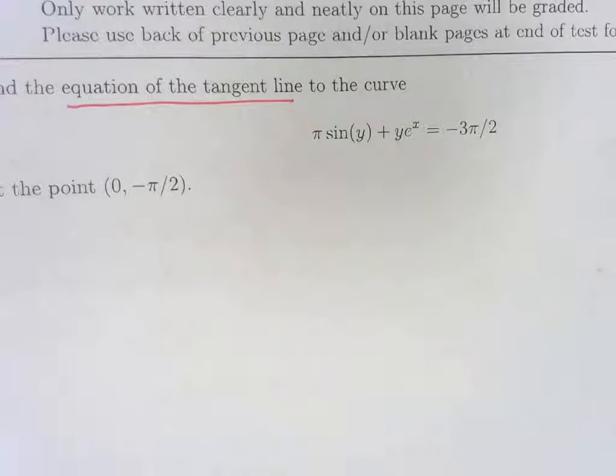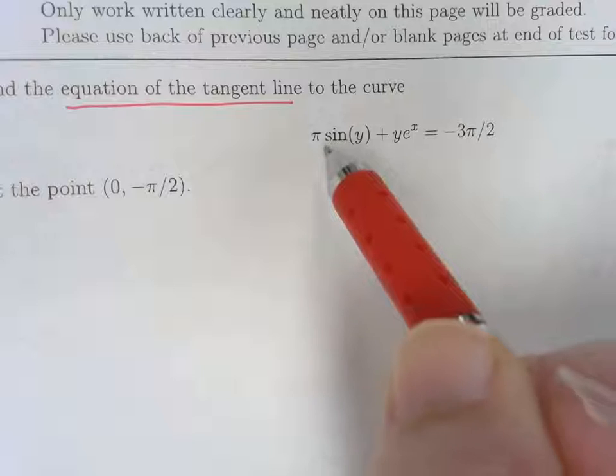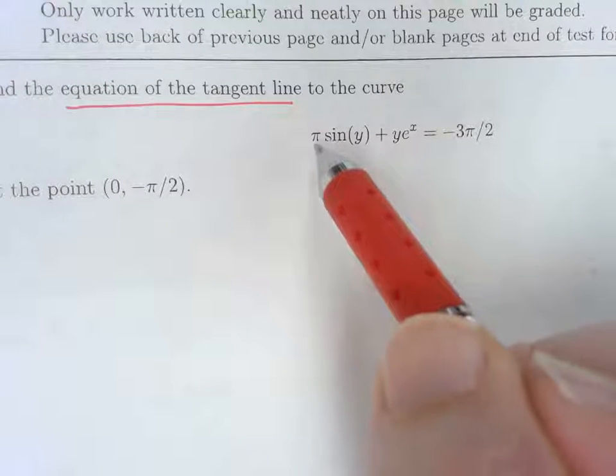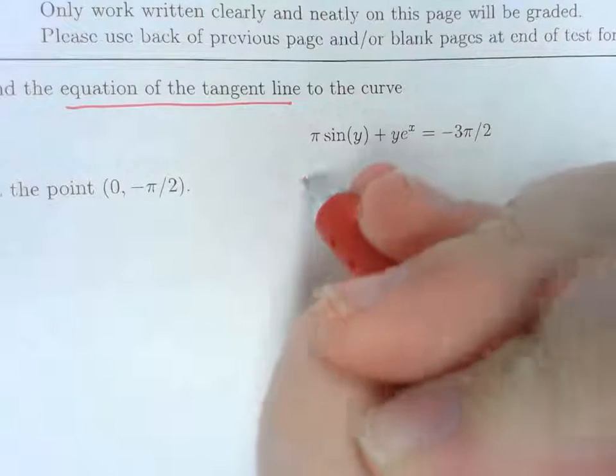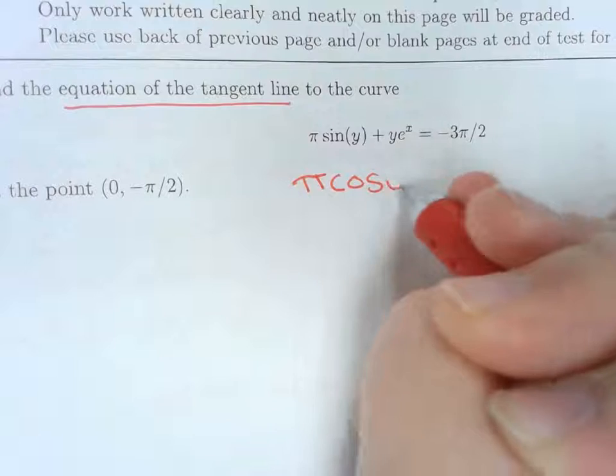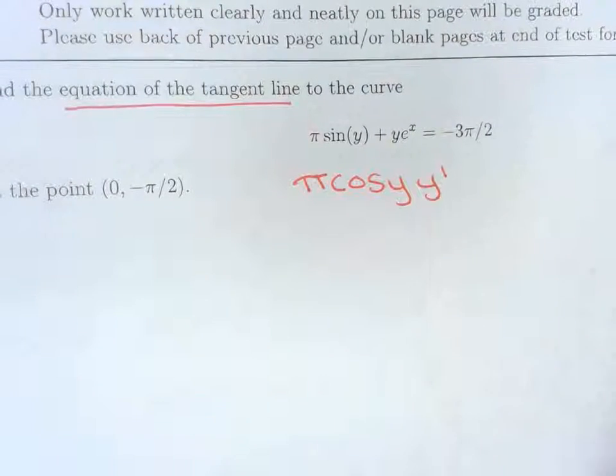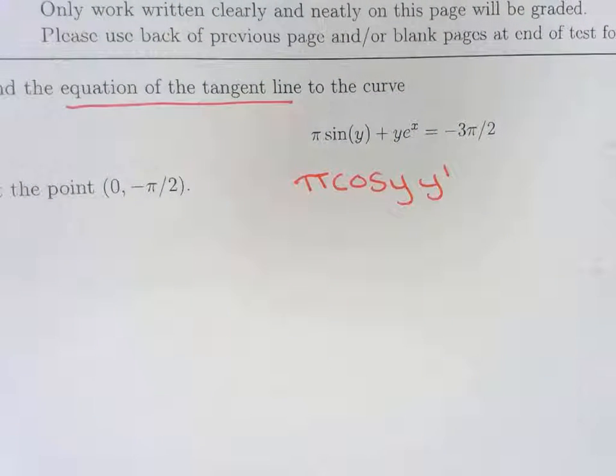So implicit, remember, we take the derivative like normal. We put y prime wherever we took the derivative with respect to y. And then we solve for y prime and plug in. Derivative of pi sine y: pi is just a number, so it's pi cosine y prime. Even though they throw a pi in there, don't try to do the product rule. Pi is just a number.